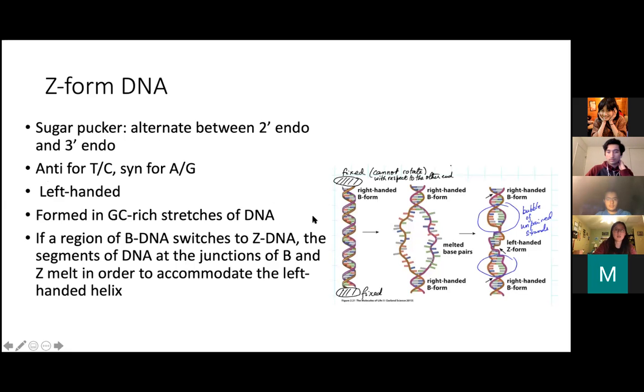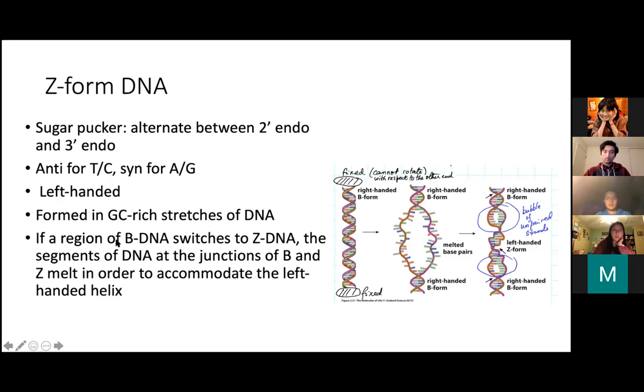And then lastly, I'm going to cover Z form DNA. So this kind of DNA has a sugar pucker of both C2 prime endo and C3 prime endo. It alternates between the two. And what that means is that only DNA can be Z form and not RNA because of the C2 prime endo sugars. It also switches between anti and syn. So the T and C nucleotides are anti, whereas the A and G nucleotides are syn. And it's left-handed instead of being right-handed.